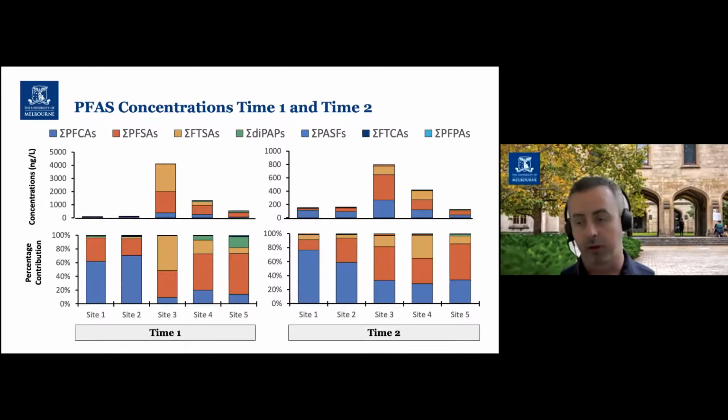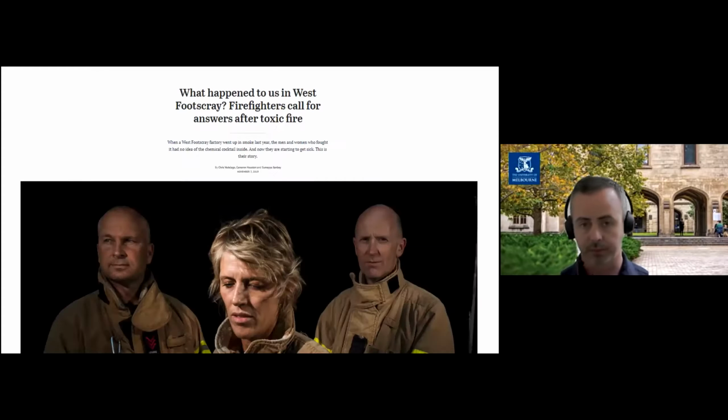When we followed it up 2 months later, not 3 months later, what you see is that the site is still releasing PFAS into the surrounding water body. And in actual fact, when we followed this up 2 years later, we found that site 3, the point source, still had a statistically significant higher PFAS level than sites 1 and 2, indicating that even after 2 years, this site was still releasing PFAS.